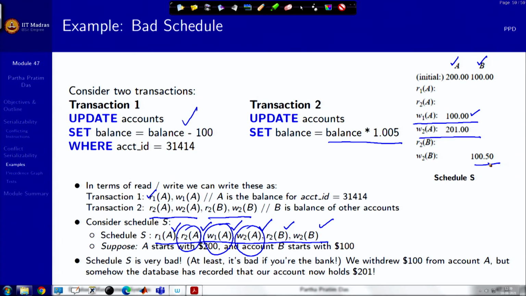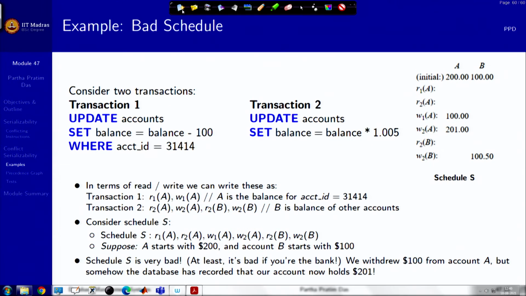So, you can see that this is not serializable. Why is it not serializable? Because this is causing disaster. I have taken out 100 rupees from the account and then I end up having 201 rupees, right. So, the bank is going to go bankrupt very easily, right. So, this schedule S, you can easily see, is not a serializable schedule.